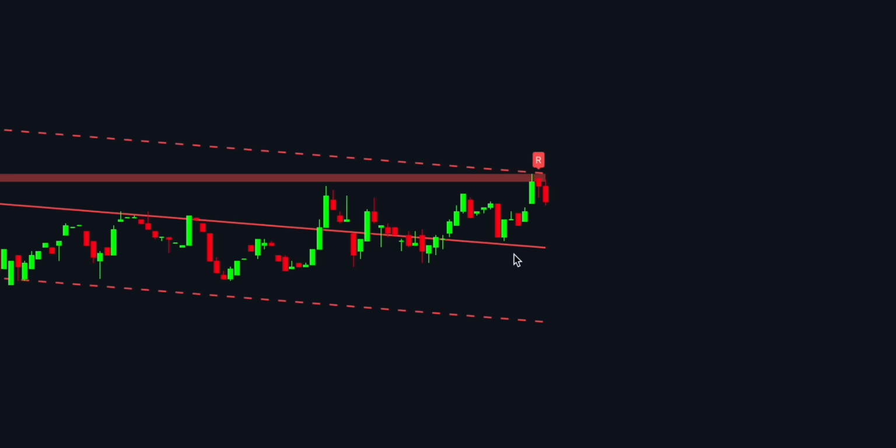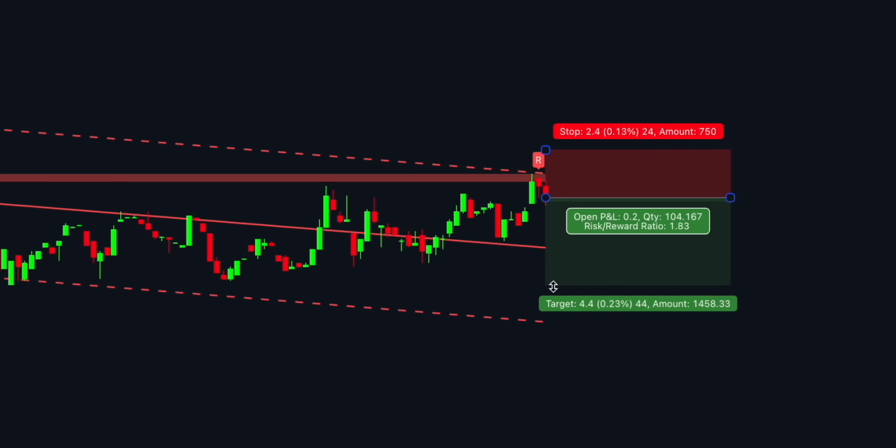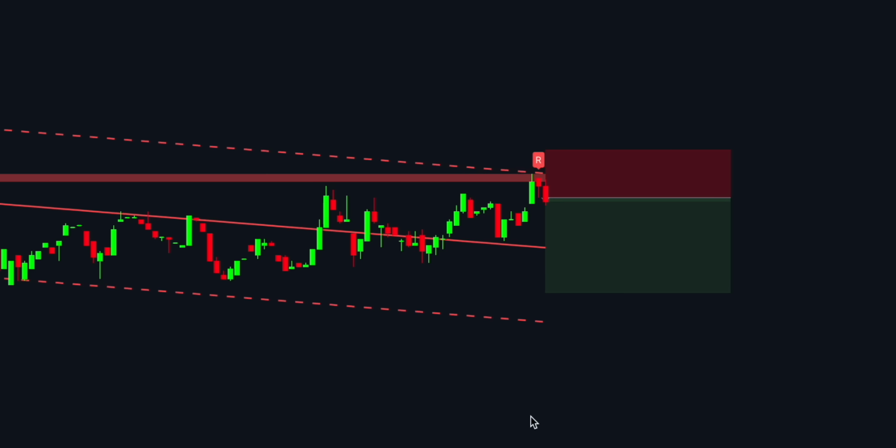When looking to go short with this strategy, simply wait for a sell signal. Then check the regression channel. It must be red. Finally, make sure the price is closed above the middle line.